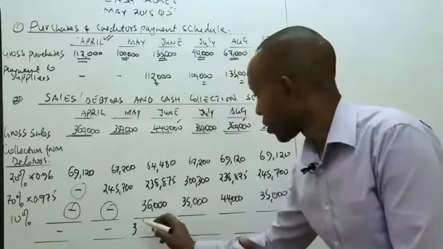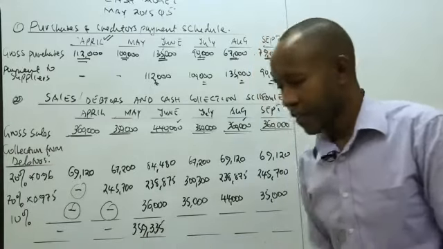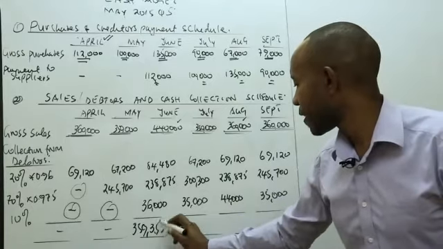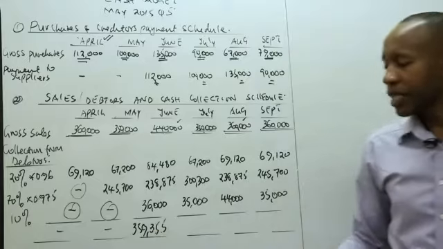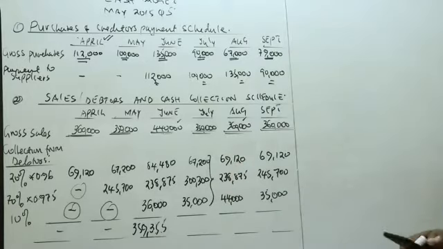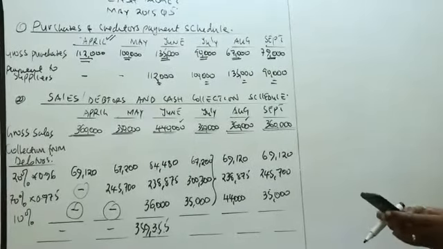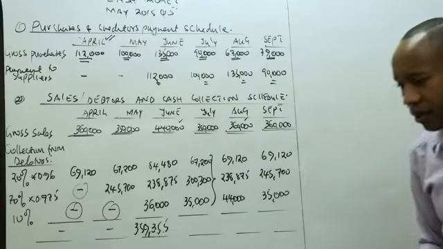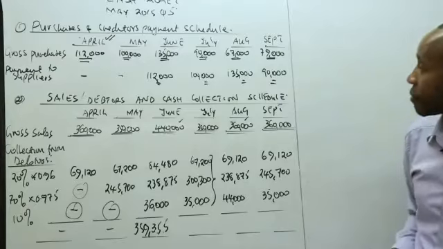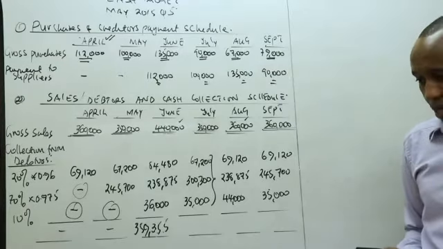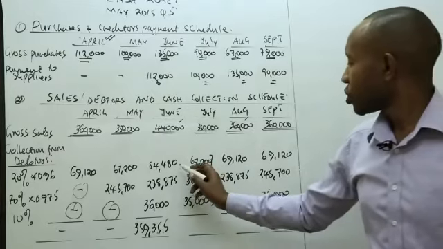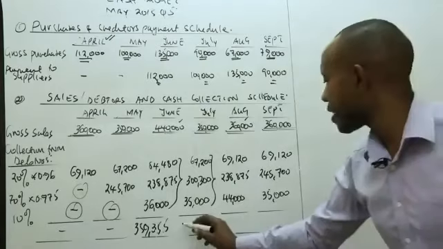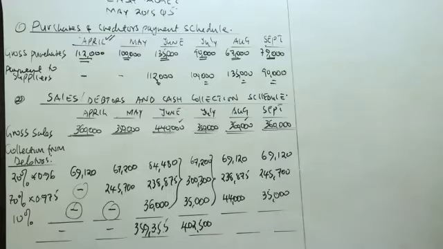$359,335. Very good. Add these now. So we have 67,200. Add 300,300. Add 35,000. And that will give us what? Total for July, I guess this was for June. So give us for July now. 402,500. Give me for August.